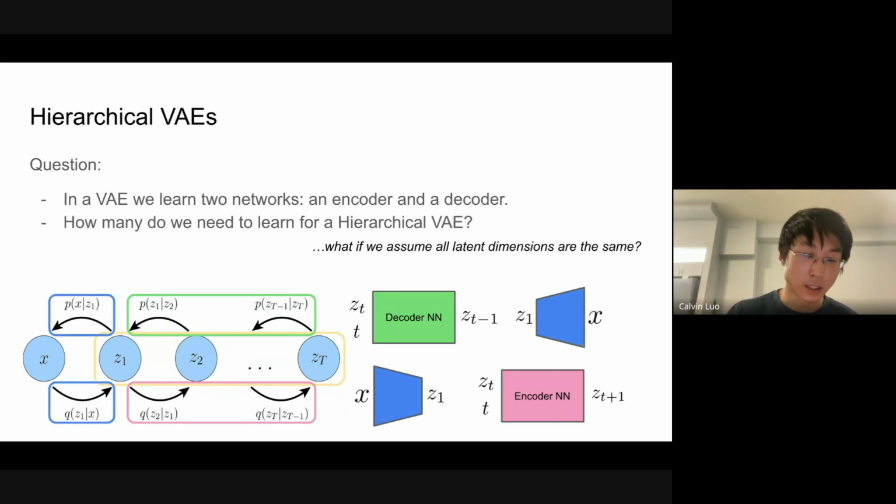And we also need to learn an encoder that takes our data sample x and brings it to z, as well as a decoder that takes our predicted final z back into x. So if we make the assumption that all the latent dimensions are the same, then we can get away with just learning 4 neural networks.